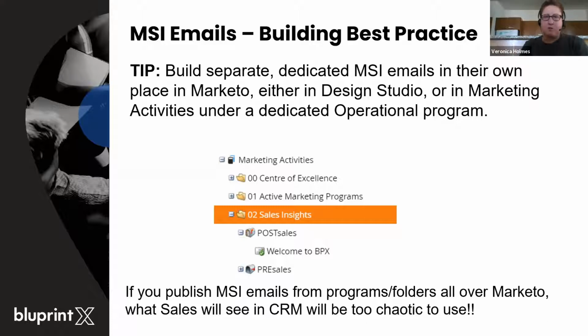What you want to do is build separate dedicated MSI emails in their own folder structure or their own programs in Marketo. You can build this either in Design Studio or in Marketing Activities, but it should be under a dedicated area just so that the folder structure is good to go. So you would get your email right in whatever program it was being sent from. If it wasn't a specific Sales Insight email, if it was being run somewhere else, like an event invitation, you would get it right and then clone it into the place where sales should pick it up from.